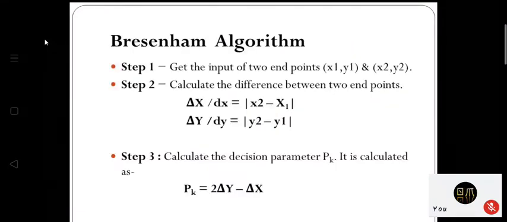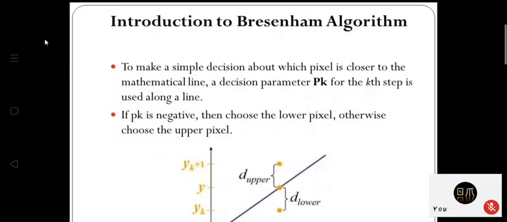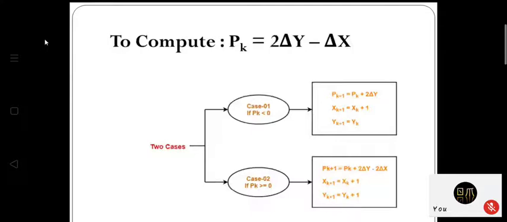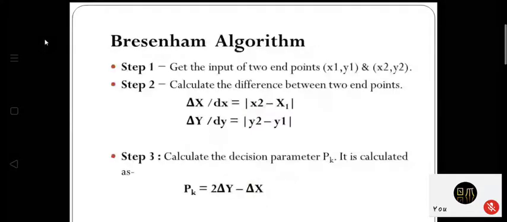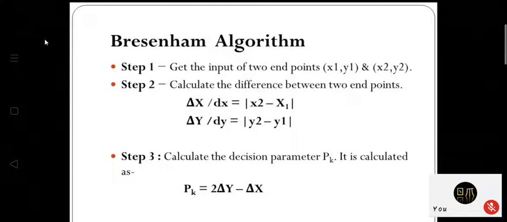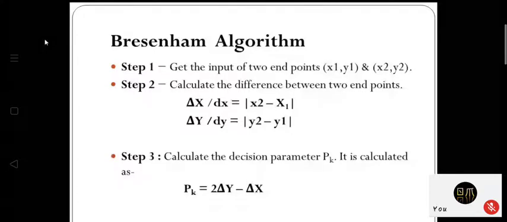Till here we have seen how the Bresenham algorithm works. It is totally working on the decision parameter, and there are two conditions. Next we'll see the steps, that is how you are going to perform the Bresenham algorithm. There are some 3 to 4 steps that you are going to perform. Step one is to take the input of two endpoints, so the starting coordinates and ending coordinates you are going to consider.